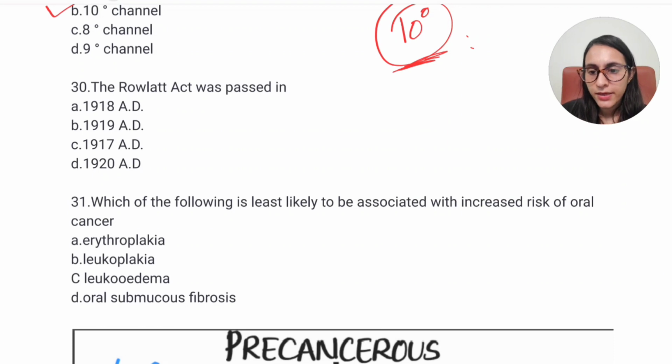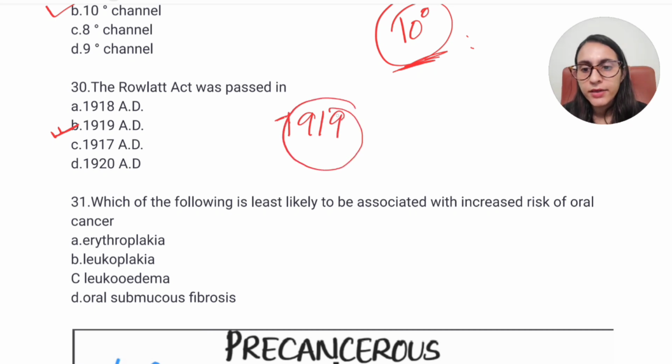The Rowlatt Act was passed in 1919 AD. It was officially known as the Anarchical and Revolutionary Crimes Act, and it was a law applied during the British India period. This Rowlatt Act was passed by the British government to increase their grip on power over common Indians.